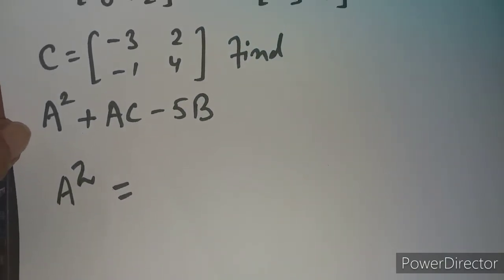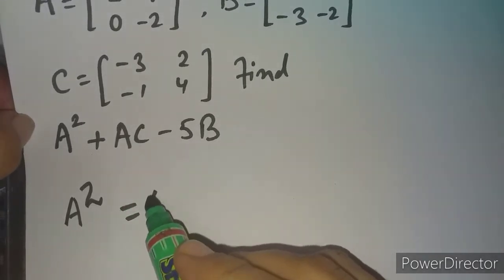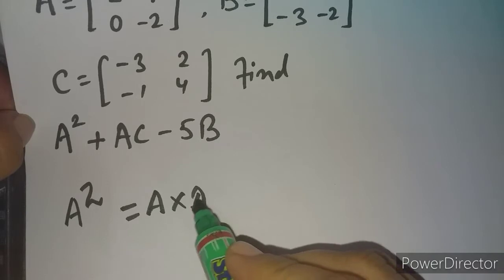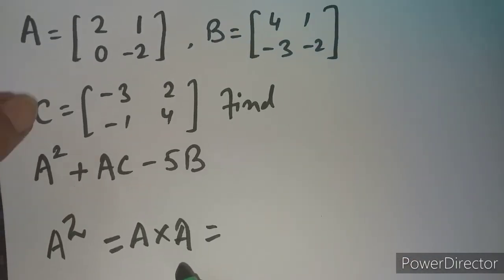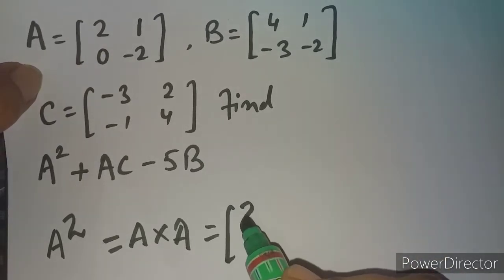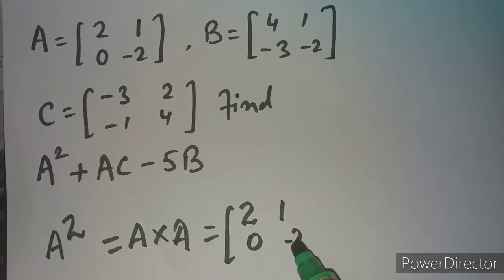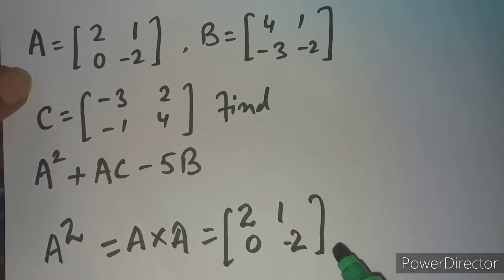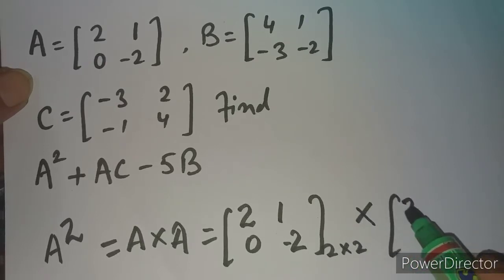Now, most important thing, what is the meaning of A square? A square simply means A cross A, the multiplication of the same matrix. So first of all I will write them properly. A matrix is [2 1; 0 -2]. At first place it is of order 2 cross 2, and it is multiplied by the same matrix [2 1; 0 -2].